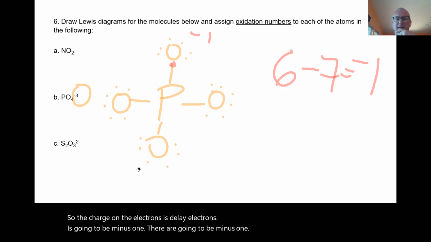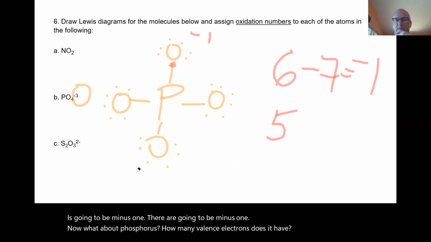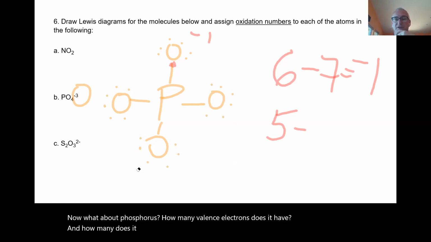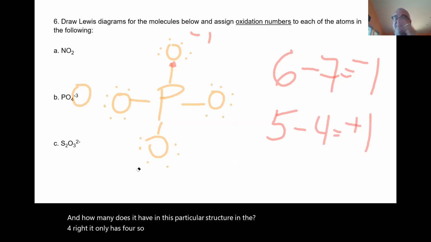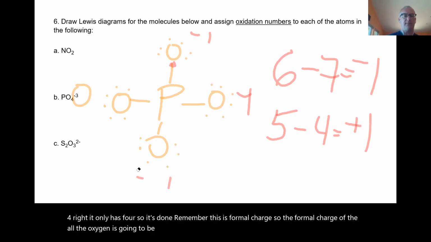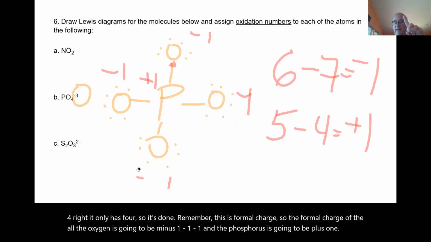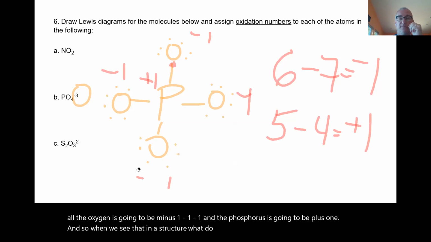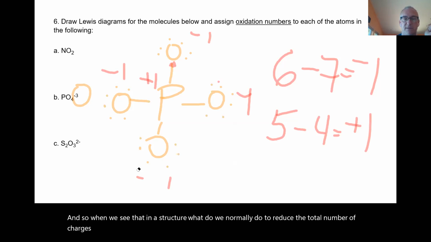Now, what about phosphorus? How many valence electrons does it have? 5. And how many does it have in this particular structure? 4, right, it only has 4. So remember, this is formal charge. The formal charge of all the oxygens is going to be -1, -1, -1, and the phosphorus is going to be +1. And so when we see that in a structure, what do we normally do? Reduce the total number of charges. Exactly.